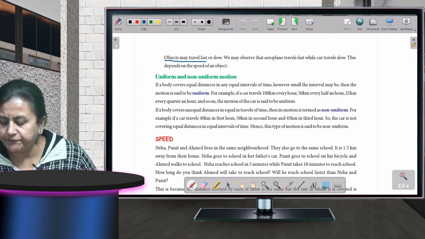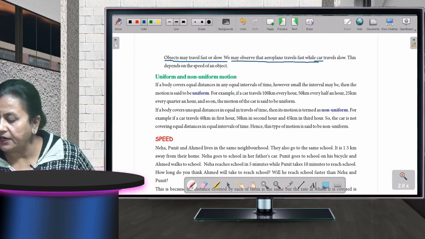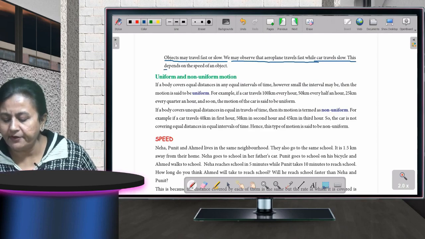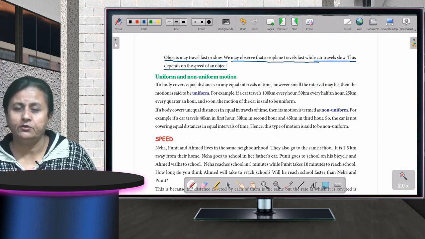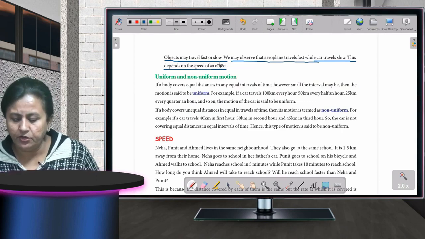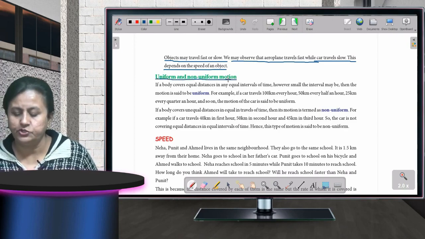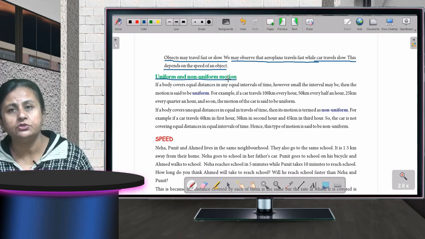Objects may travel fast or slow. We may observe that an aeroplane travels fast while a car travels slow. This depends on the speed of an object. The speed of the object tells how much time an object is taking. Now, let us talk about uniform and non-uniform motion. What is uniform and what is non-uniform?